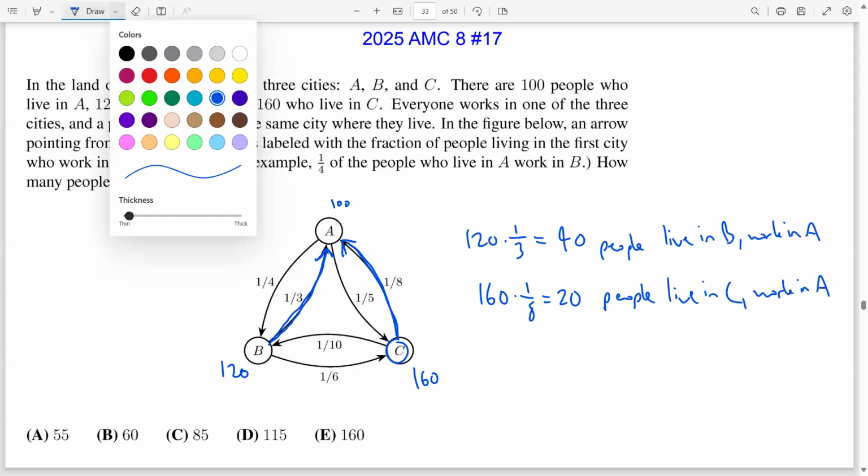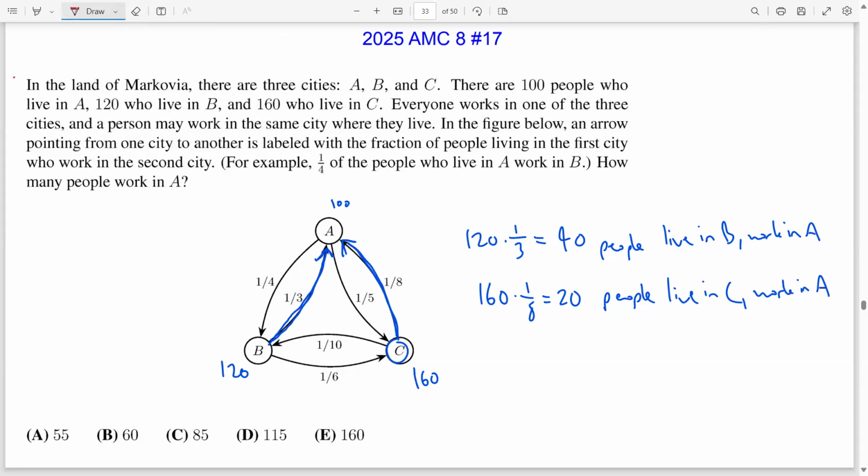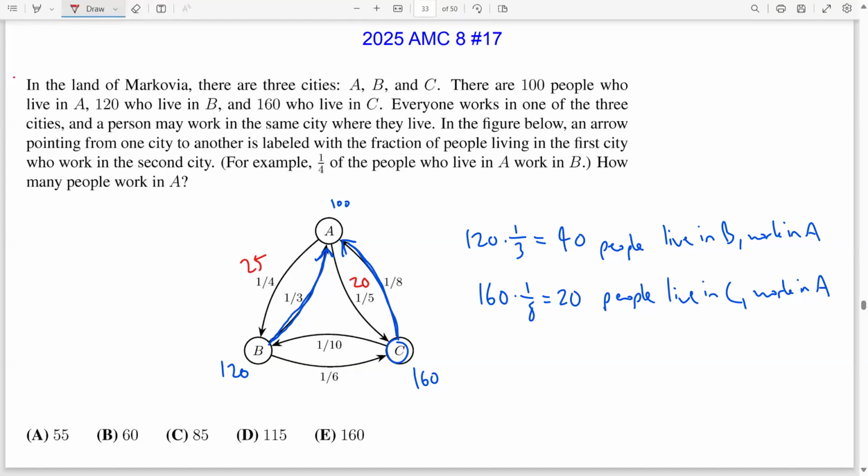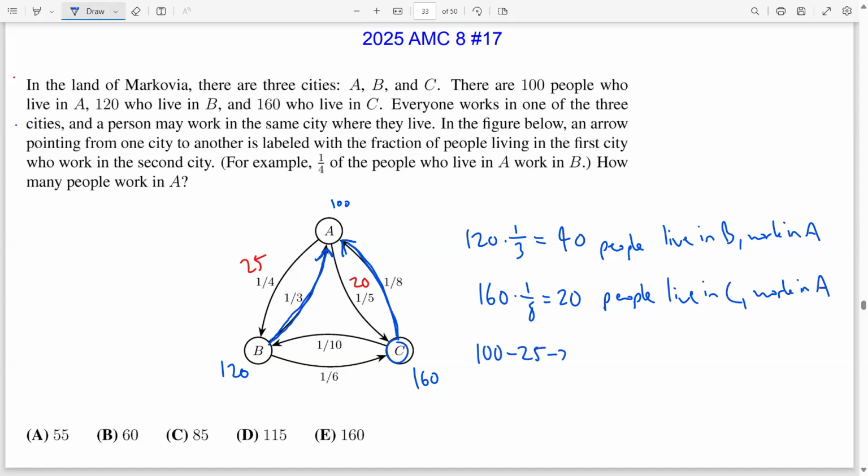So we need to figure out how many people from city A work in B and C, and then subtract those from 100. So we see that 1/4 of 100, or 25 people from city A work in B, and similarly 1/5 of 100, or 20 people from city A, work in C. So this means that 100 minus 25 minus 20, which is 55 people, live and work in city A.